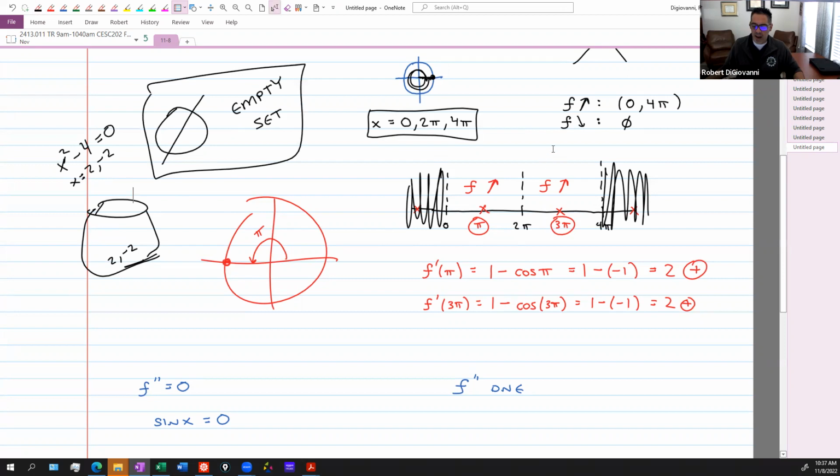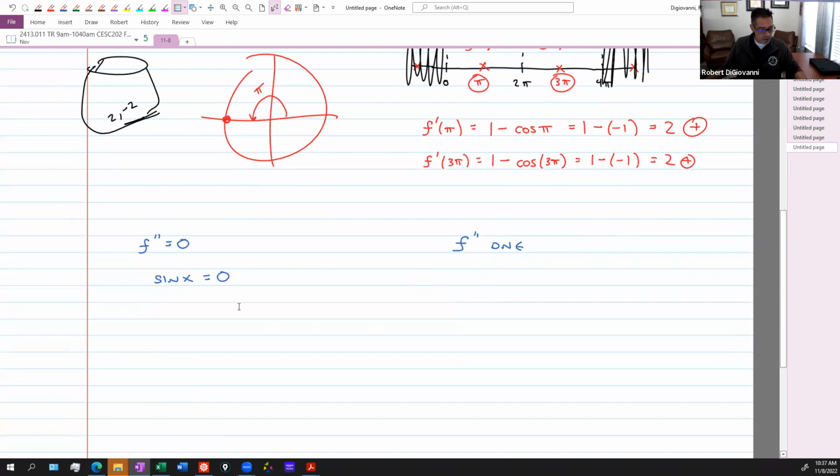So if I'm trying to tell you, hey, where does the function go down? I'm trying to tell you, hey, there are no x values. Wherever it goes down, then I write the empty set. I digress. I'm going off topic. I want to get back to this because I have 3 minutes.